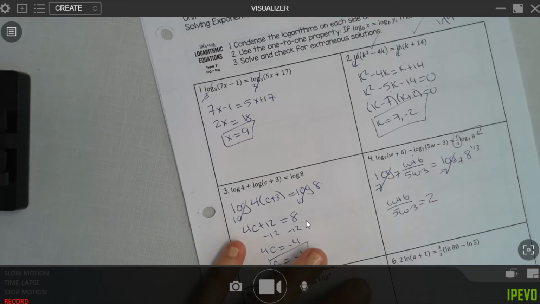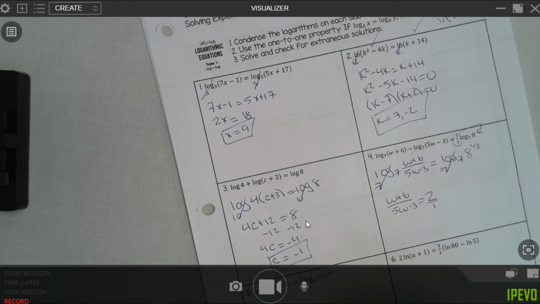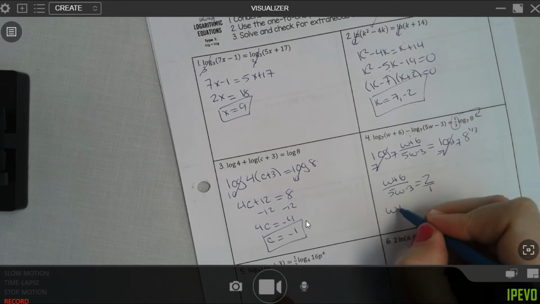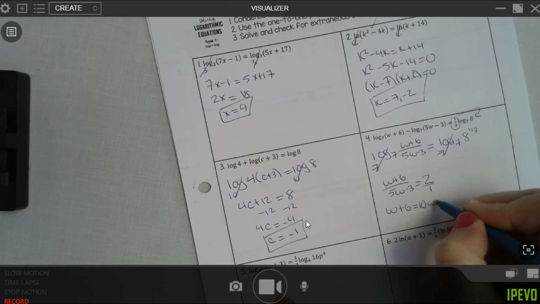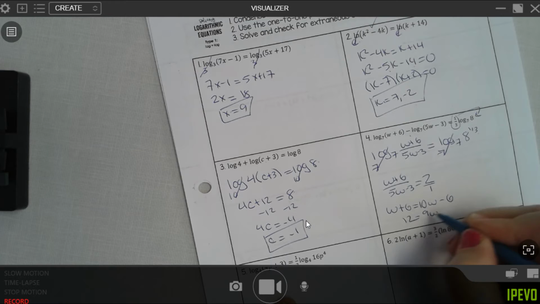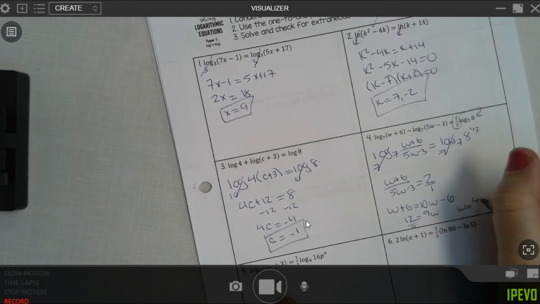It gives me 2. So this right here, I'm going to cross multiply these because you make the 2 over 1. So I get w plus 6 equals 10w minus 6. That's 9w equals 12. So w equals 12/9, which is 4/3.